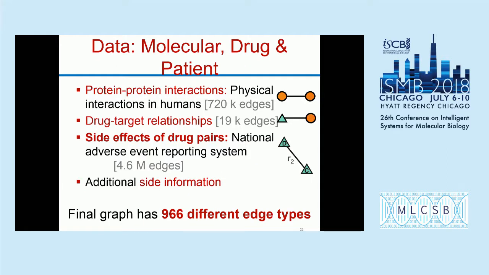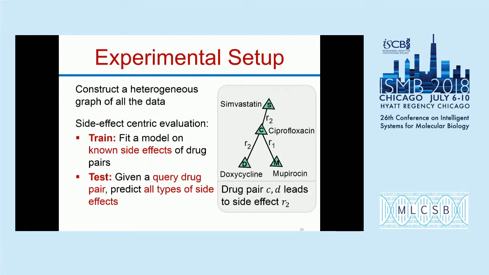For the rest of this talk, let me talk more about the experiments that we did. To construct the heterogeneous graph, we used a large molecular drug and patient dataset. In particular, we considered protein-protein interactions that are physically documented in humans, drug-target relationships, and side effects of drug pairs from a resource developed at Columbia University. Altogether, that resulted in a heterogeneous multimodal graph that we have seen before, with around 1,000 types of edges.